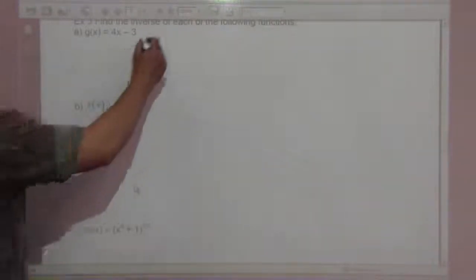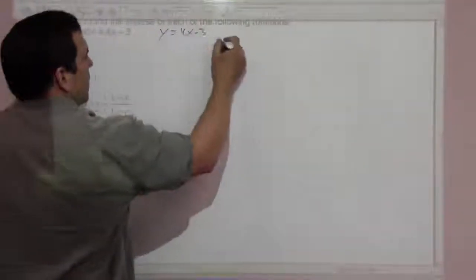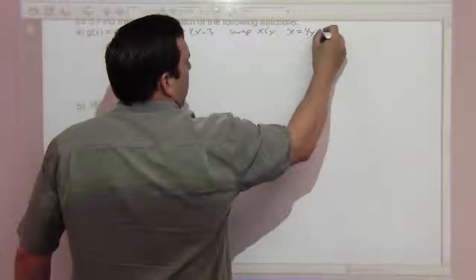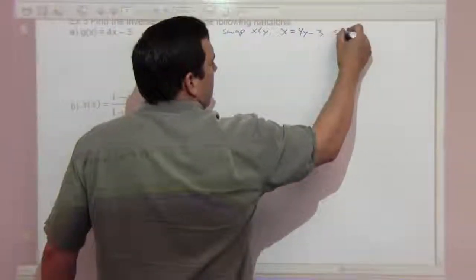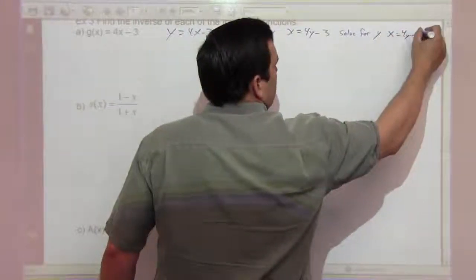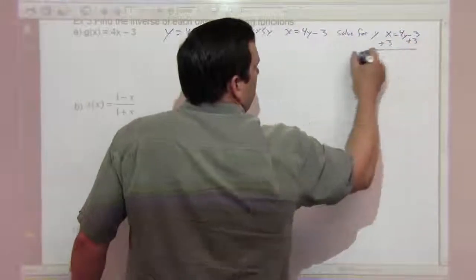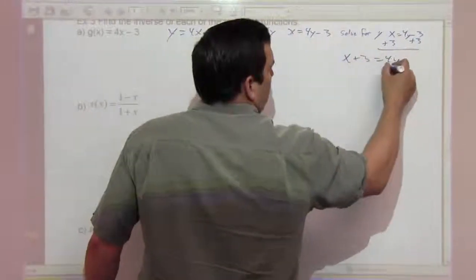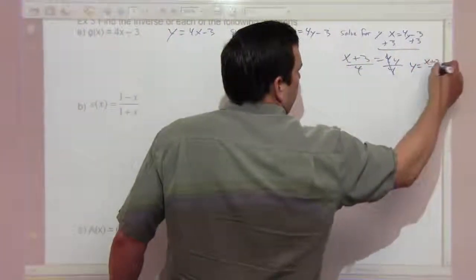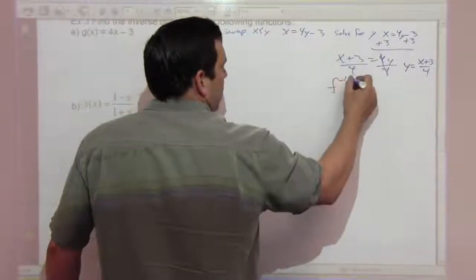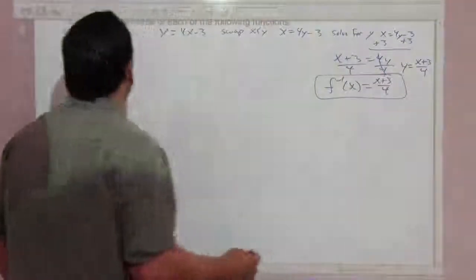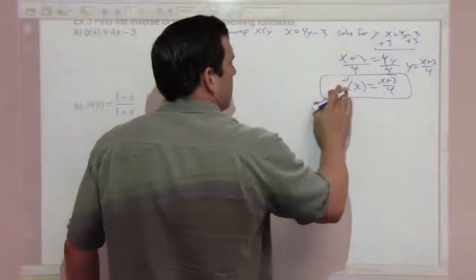So here we'll say y equals 4x minus 3. We'll swap the x and y. x equals 4y minus 3. Solve for y. So x equals 4y minus 3. We'll add 3 to both sides. x plus 3 equals 4y. Divide by 4. y equals (x plus 3) over 4, or f inverse of x is (x plus 3) over 4. Oh, this is g, excuse me. g inverse.